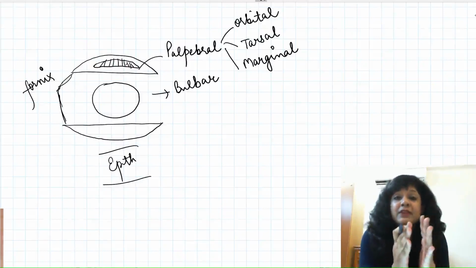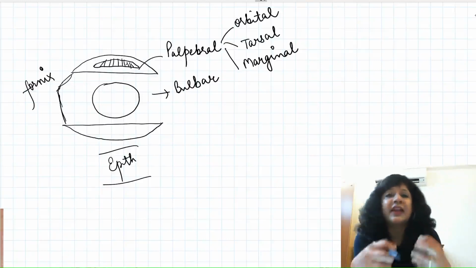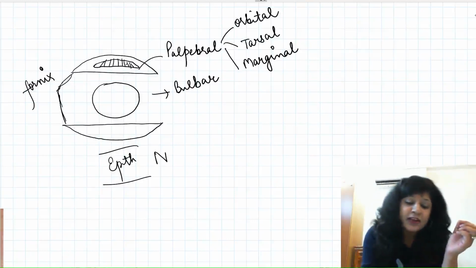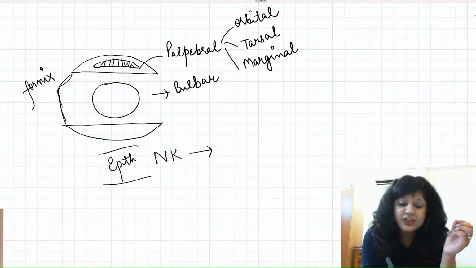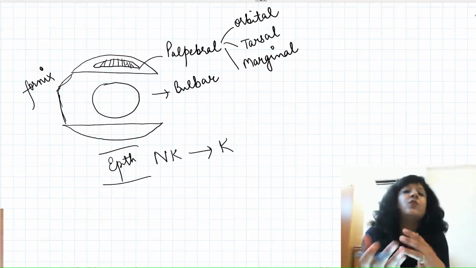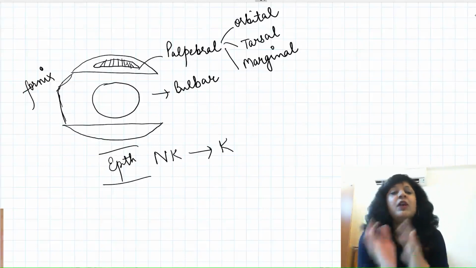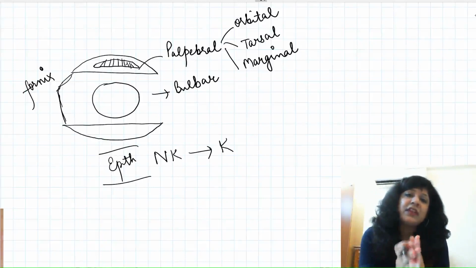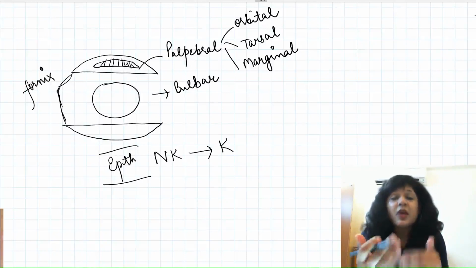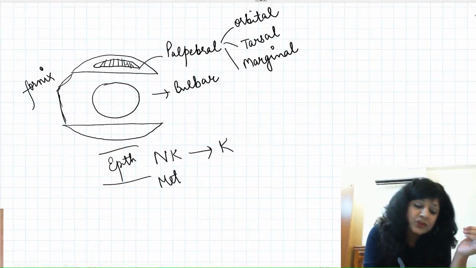Now what happens? This is non-keratinized; whenever there is xerosis, there is dryness, this non-keratinized epithelium changes into keratinized. There is keratinization, and this is what we get in vitamin A deficiency also. In vitamin A deficiency, there is keratinization or hyperkeratosis. Some people also call it metaplasia.